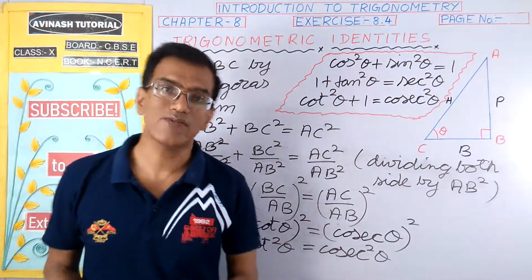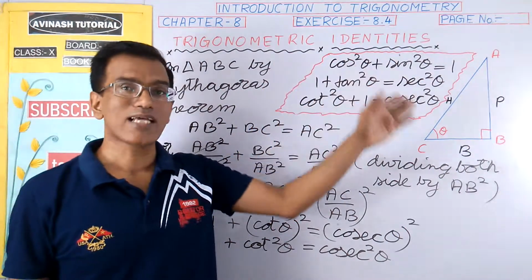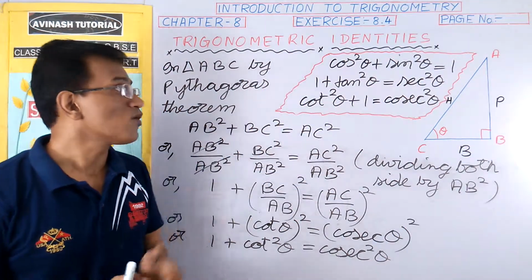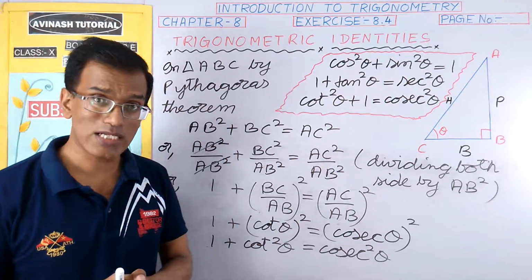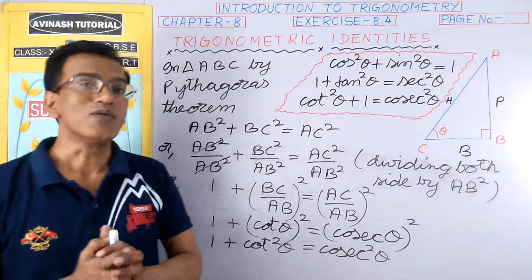I hope you have understood now why cos square theta plus sin square theta is 1, 1 plus tan square theta is sec square theta, and cot square theta plus 1 is cosec square theta.